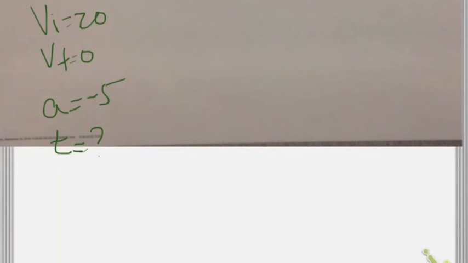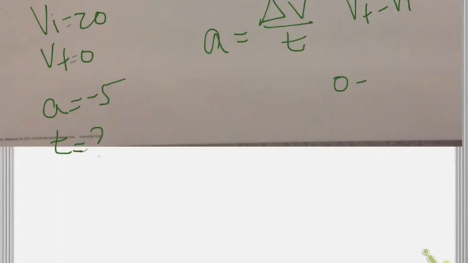The equation that we're using is going to be acceleration equals the change in velocity over time. Now, again, remember, guys, that change simply means final minus initial. So we're going to take your final velocity and subtract your initial velocity. So our final velocity was 0, and we're subtracting our initial velocity, and that's going to be 20. So our change in velocity is going to equal -20.